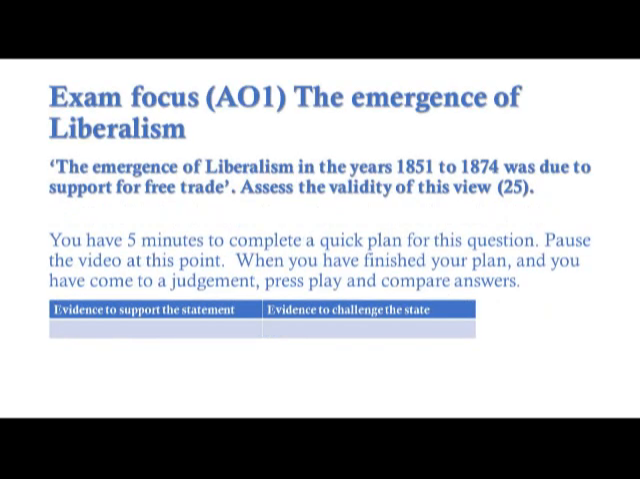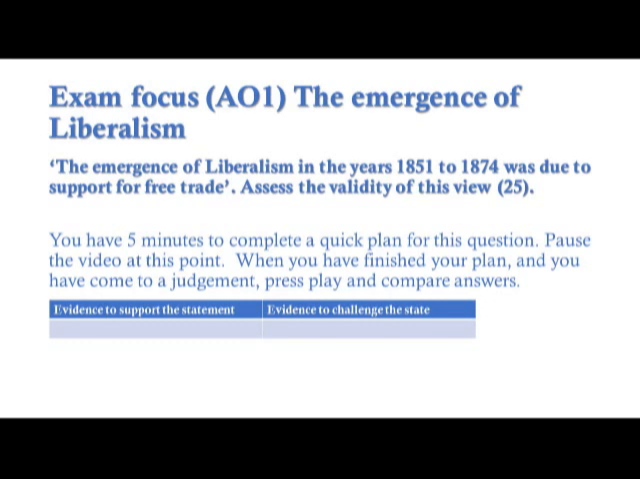So let's get started. Let's get straight in. So this is content that we covered a very, very long time ago. It is an area of the specification that has been under-assessed, so there's a good chance it might come up in some form, be it as an extract question or as an actual essay question.